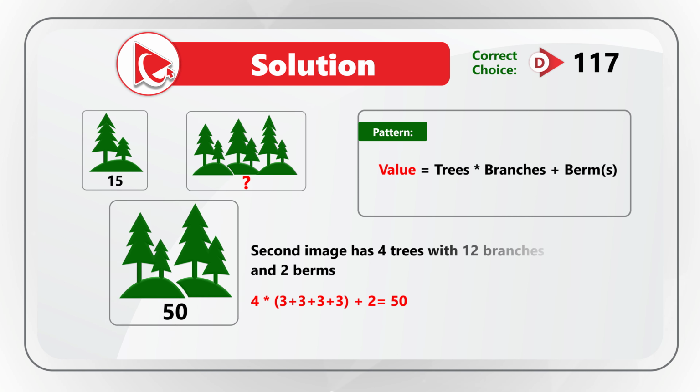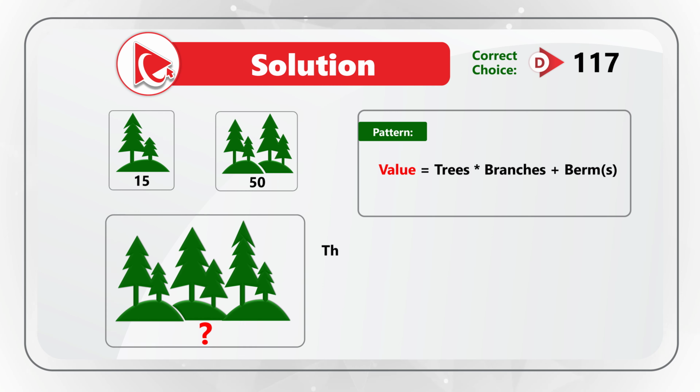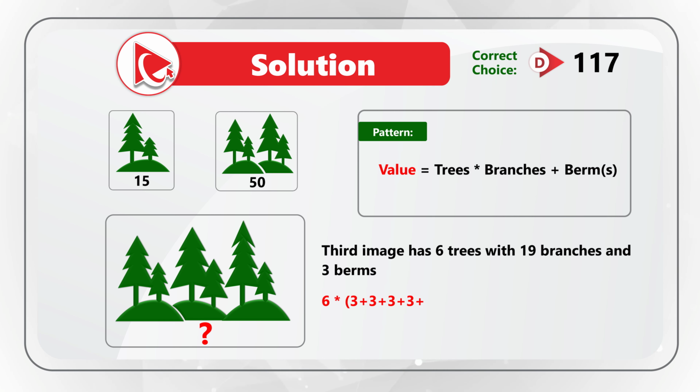For the third image, which has 6 trees with 19 branches and 3 berms, the calculations will be 6 multiplied by 3 plus 3 plus 3 plus 3 plus 3 plus 4, and then you add 3 to the calculated total. The end result of it, 117.